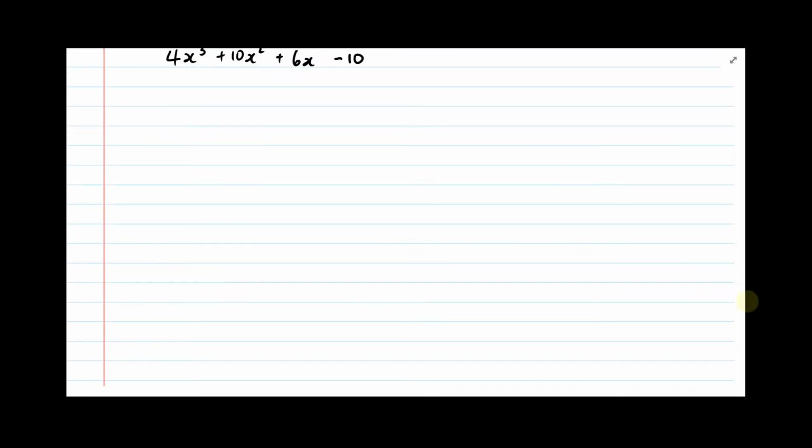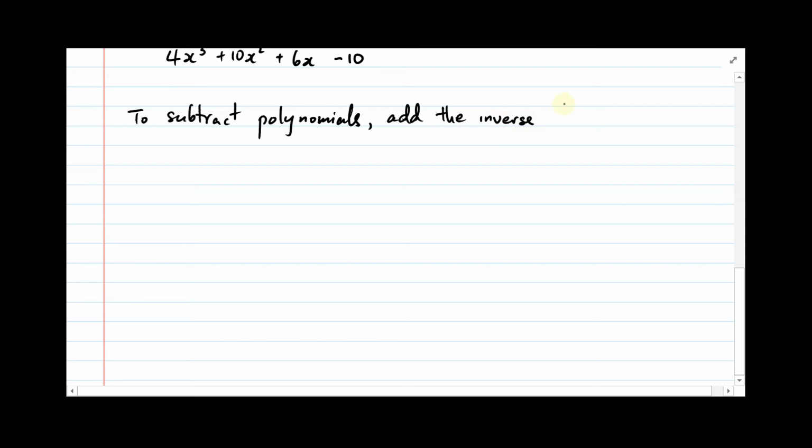Okay. Alright, let's do the same now for subtraction. Alright, what exactly is subtraction? To subtract polynomials, we can think of it as usual subtraction, or add the inverse, the additive inverse, also called the opposite of the polynomial that is being subtracted.